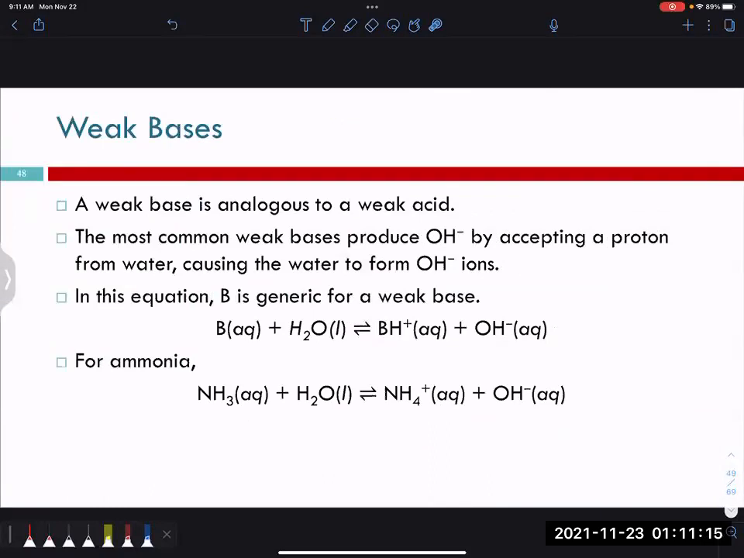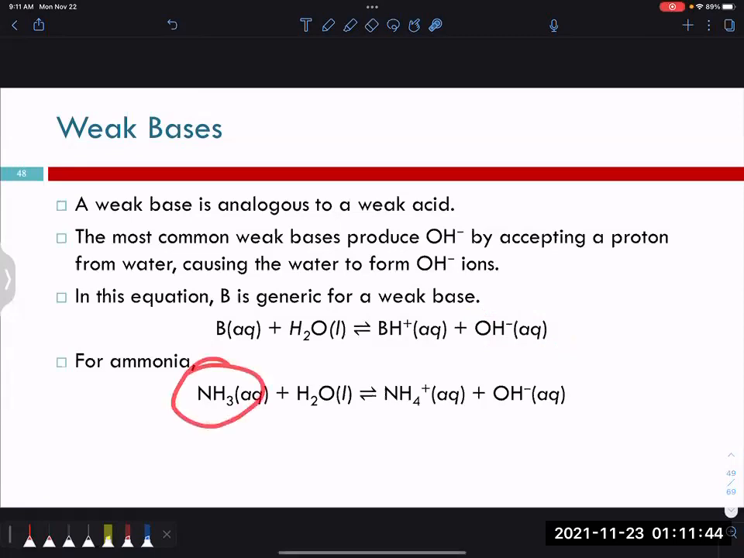Weak bases are kind of the same as weak acids. The most common weak bases produce hydroxide by accepting a proton from water. So doing this, indirect formation of hydroxides. B is generic for a weak base. So we have B, which is our base, accepting a proton from water to create these hydroxide ions.